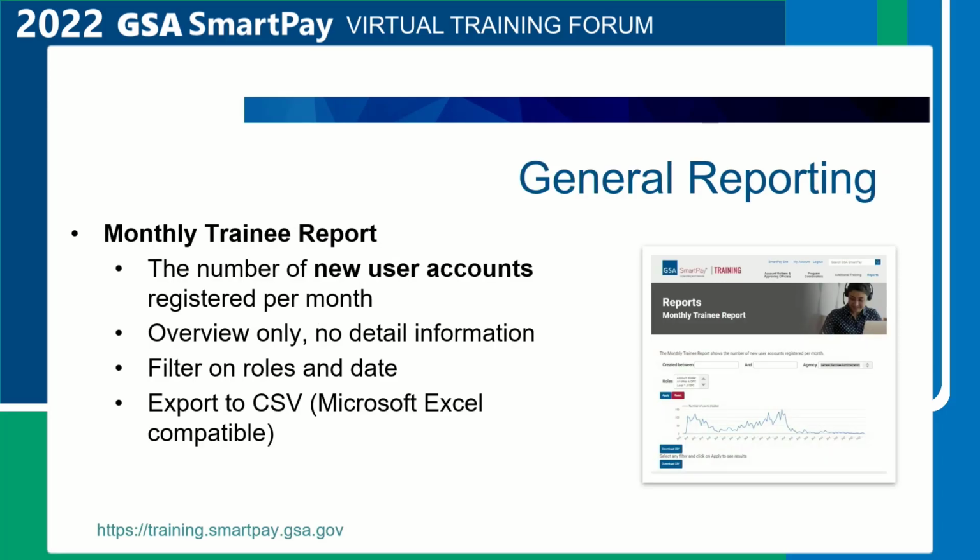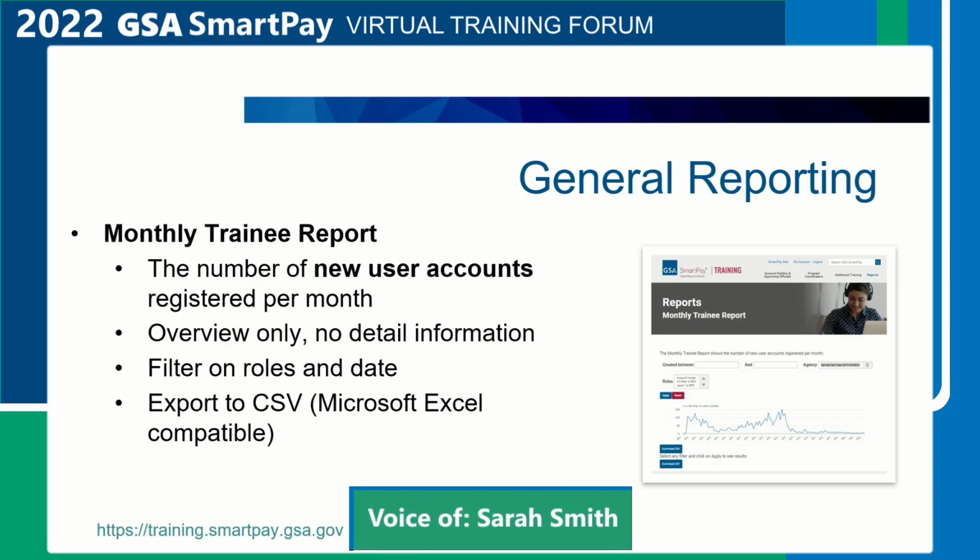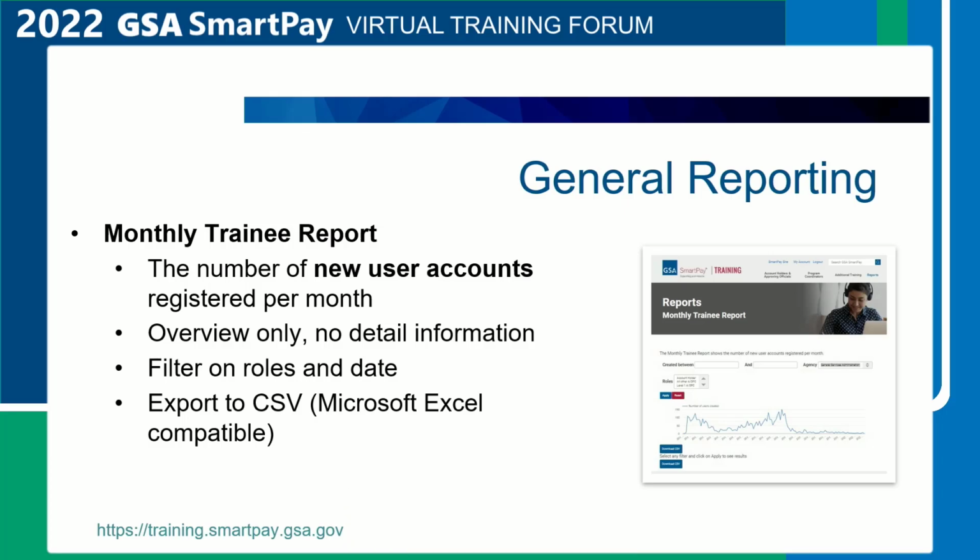The rest of the reports we will discuss are available only to approved Level 1 AOPCs or their delegates. The monthly trainee reports show the number of new user accounts registered per month for your agency. This provides an overview only with no detailed information. The initial results are for all roles, but you have the ability to filter on roles or choose a specific time frame. For example, let's say I run a report for GSA as my agency from January through March.